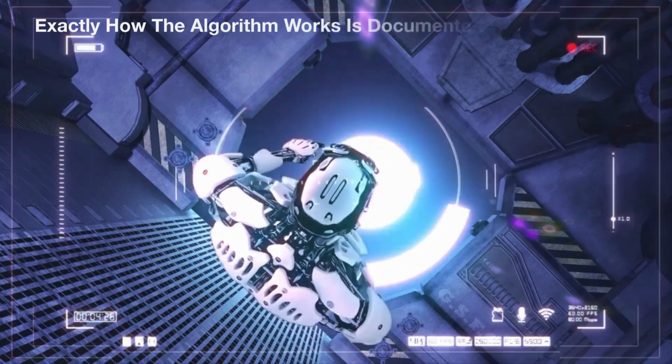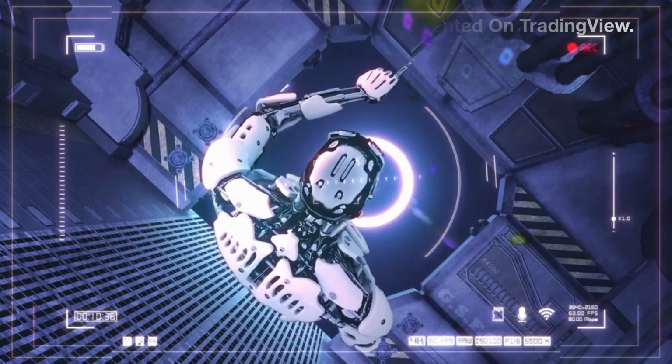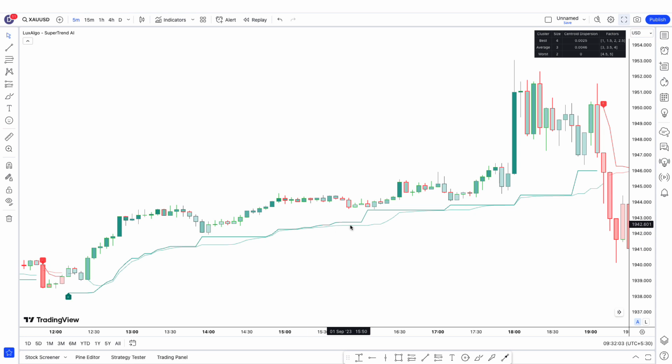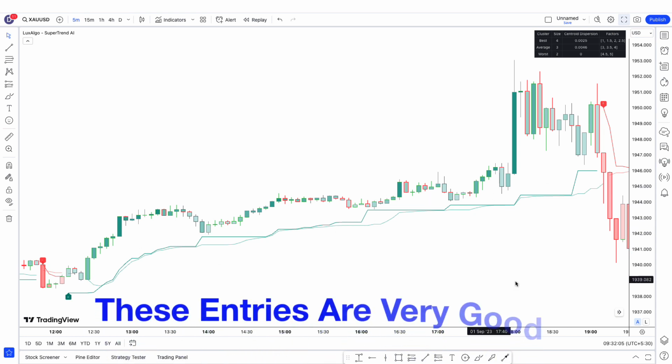Exactly how the algorithm works is documented on TradingView. However, regardless of if you understand how it works, as you can see, these entries are very good.